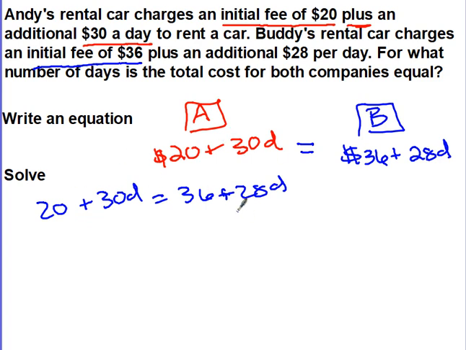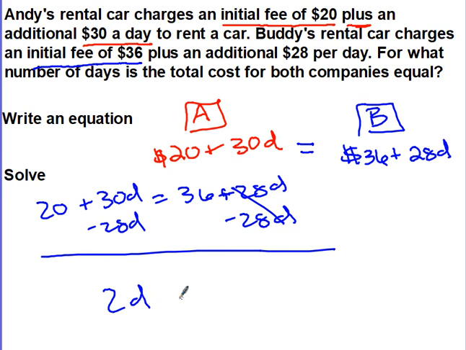Now I want you guys to solve this equation if you haven't done so already. Pause it, solve it. This will be your last check, and then we'll see how you did. I'm deciding to subtract 28D from both sides. The reason why I went with the 28D is because that's the smaller of the two. That goes away. This leaves me with 2D, and then this 20 is still here, and this is a positive, so I've got to make sure it's positive.